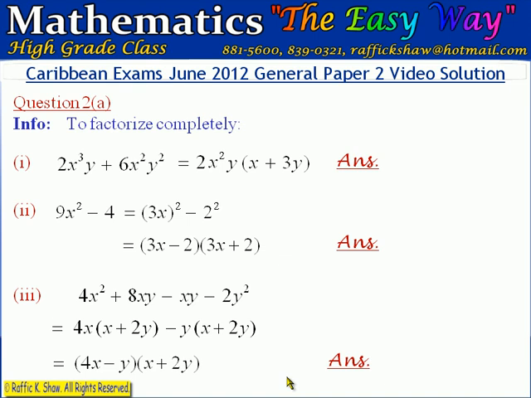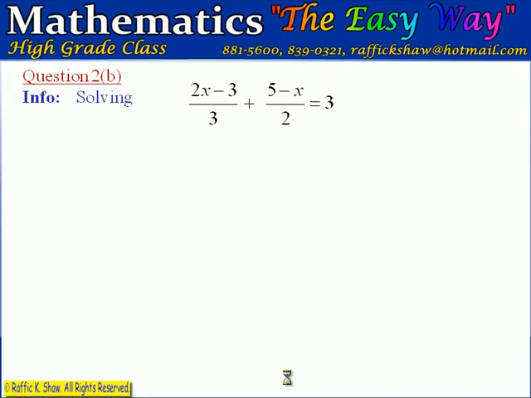Now let's move down to question 2b. Question 2b is asking us to solve this equation. To solve an equation basically is to find the unknown in the equation, and the unknown is x. So we are solving for x.